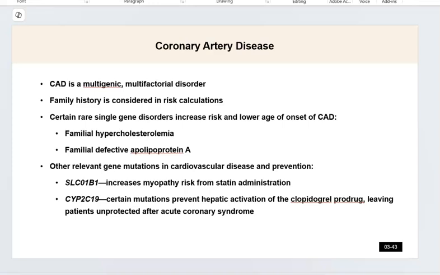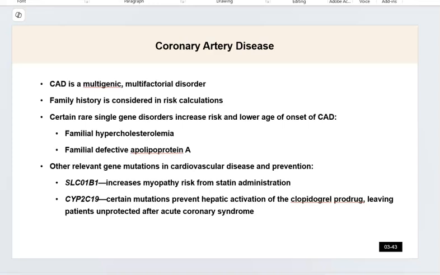I worked with a physician who was 38 and was on a slew of cholesterol medications, had a very difficult time managing his cholesterol, and he was a marathon runner and in the best shape of his life, but he had familial hypercholesterolemia. Another one is familial defective apolipoprotein B, another condition. We also know that there are other gene mutations that increase your risk for cardiovascular disease.